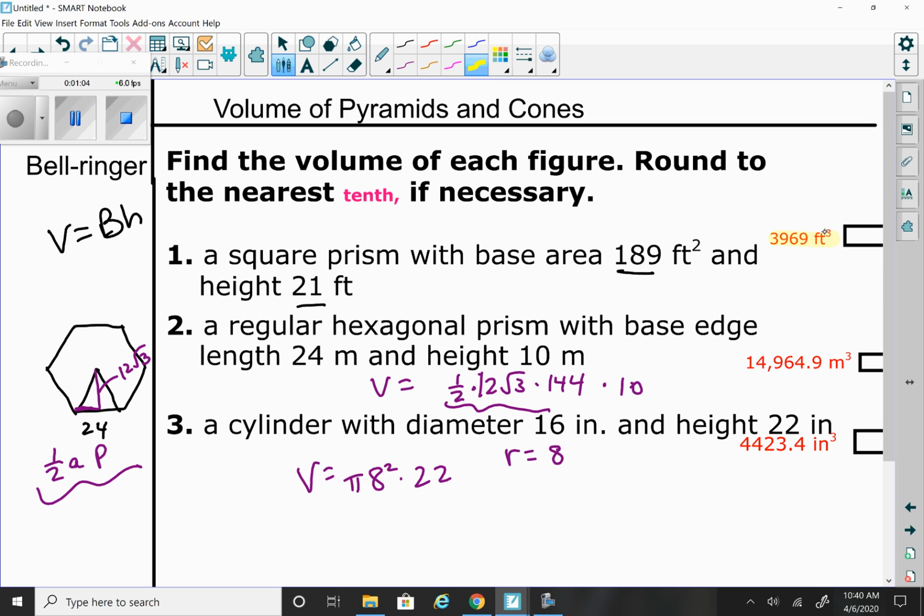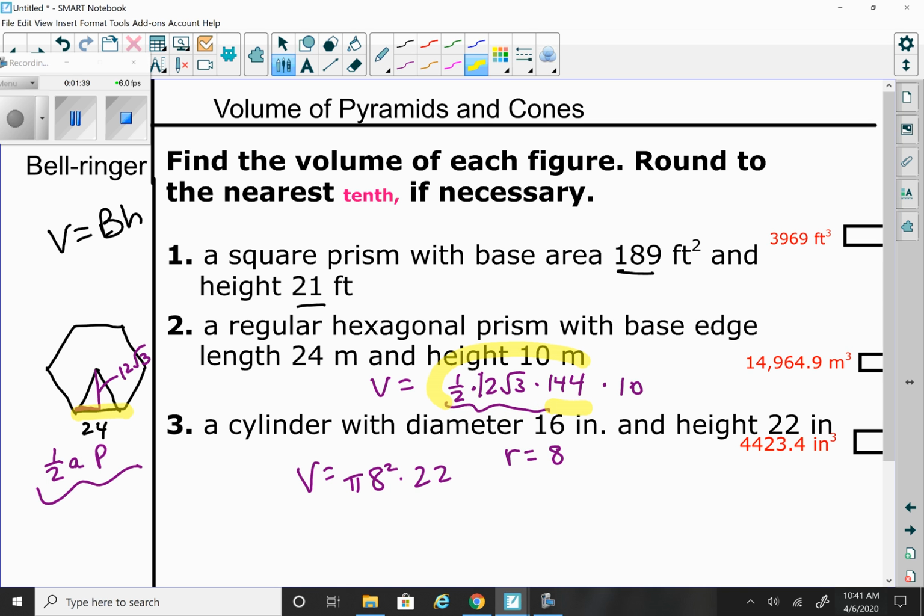Number two, we have a regular hexagonal prism. So that means that our base is a regular hexagon. It says that the edge length is 24. So if that's 24, that means half of that is 12. And then your apothem is 12 root 3. Remember that you're creating a little 30, 60, 90 triangle there. So the area of a regular polygon is 1/2 times the apothem times the perimeter of the base. So that's 1/2 times 12 root 3 times 144. Again, 24 times 6 is 144.